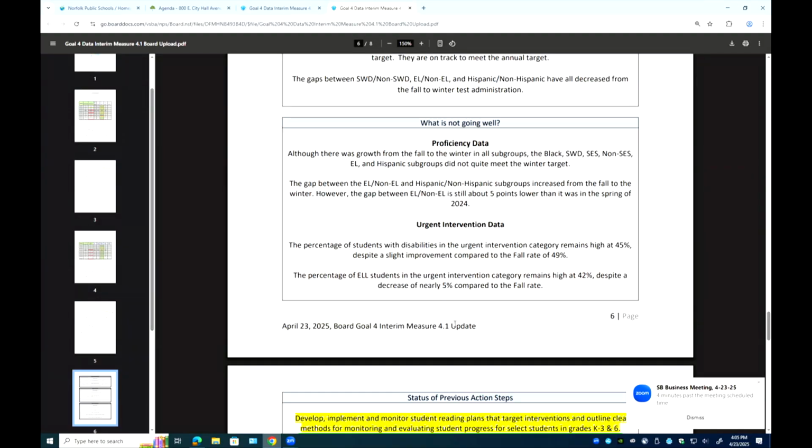What's not going well, looking at the proficiency data, although there was growth from the fall to the winter in all subgroups, the Black, SWD, SES and non-SES, EL, and Hispanic did not quite make their winter target. They were just below it, so that's why they're yellow and not green. And the gap between the EL, non-EL, Hispanic, and non-Hispanic subgroups increased from the fall to the winter.